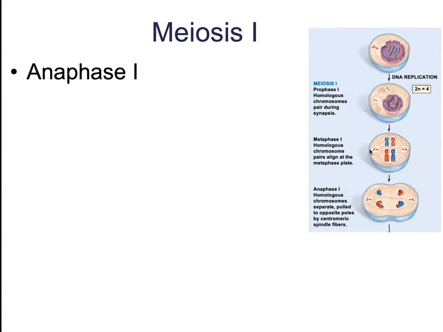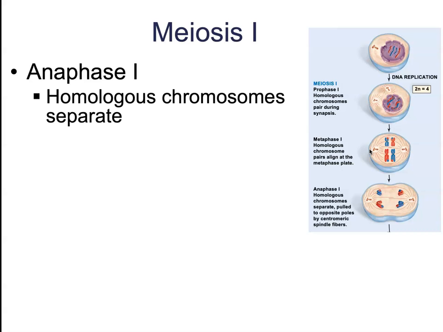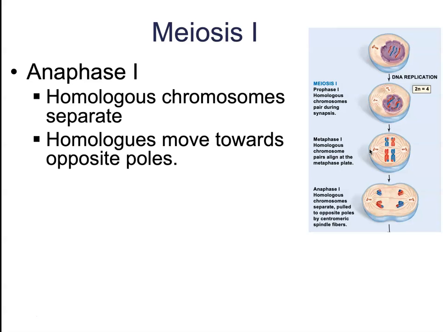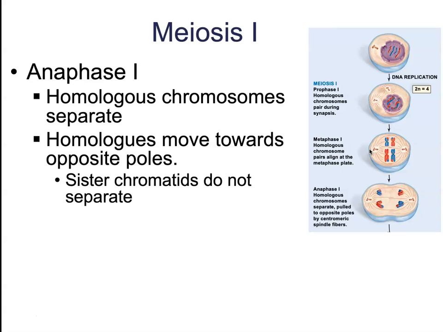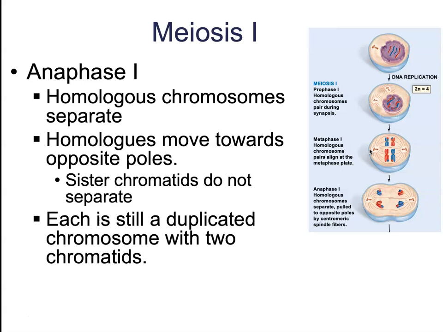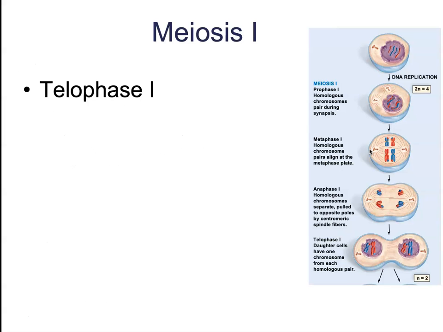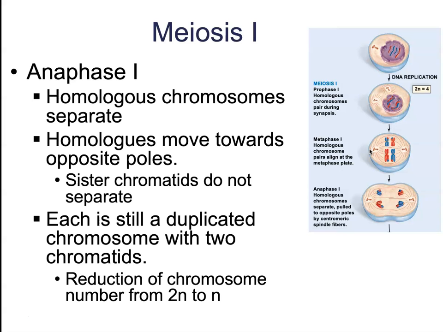Moving on to anaphase 1. In anaphase 1, we're going to see the homologous chromosomes separate. The homologs are going to move towards opposite poles, and at this point the sister chromatids don't separate. We are just going from diploid to haploid, from a 2n number to an n number. So we're just separating the homologs. We're not yet separating the sister chromatids. Each is still a duplicated chromosome with 2 chromatids. We're going to separate them in our next phase. But at this point, we have reduced our chromosome number from 2n to n.